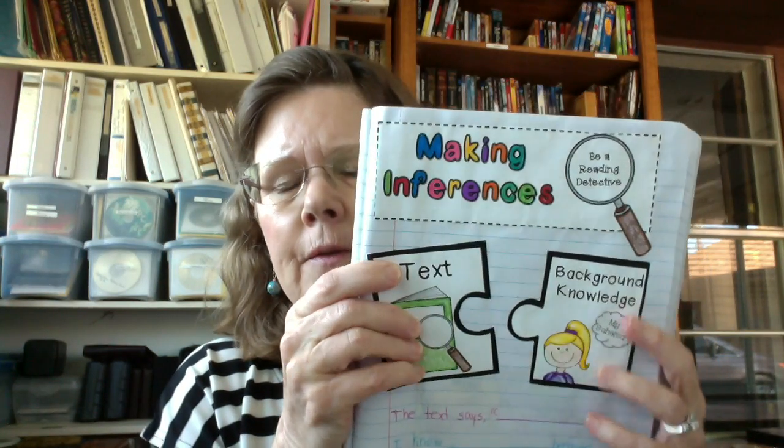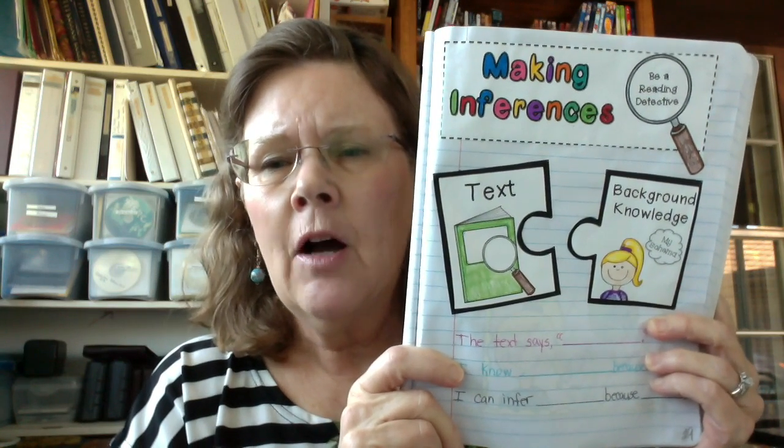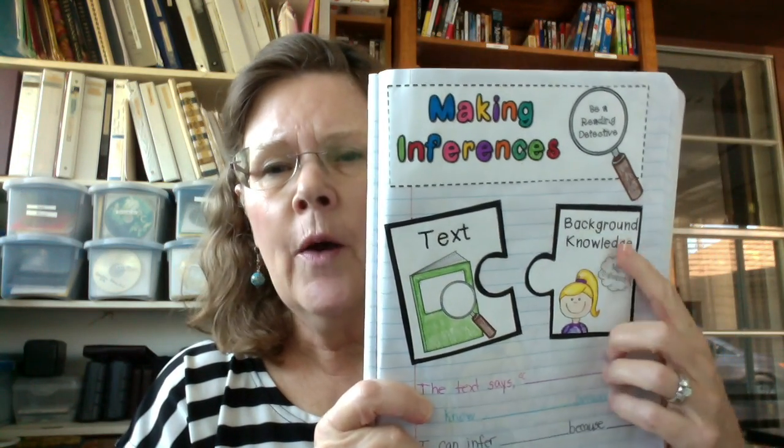All right? So you're going to make a page making inferences. You have a picture of it in your packet, I believe. And all this is saying is you have background knowledge. You know things, right? You know that in cold weather you wear warm clothes. And the text says a certain thing. The text says, she's wearing warm clothes. So you can infer from that, from your knowledge and from what you read in the text, that it's cold outside.